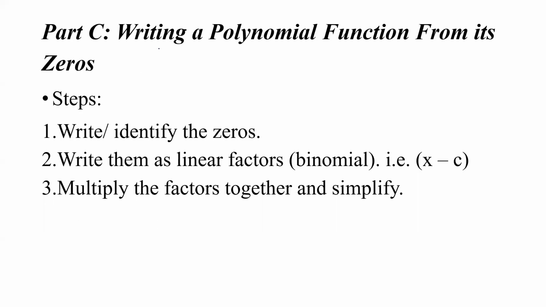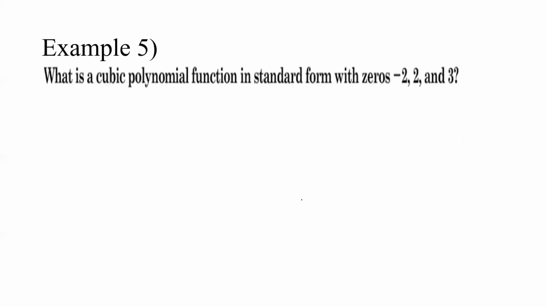Okay, part C, writing a polynomial function from its zeros. So the steps. Step 1, we're going to write or identify the zeros. If it gave us a graph, then we would identify them. Step 2, we're going to write them as linear factors, so a binomial. Following this rule, x minus c, where c is your given root, the root that they give you. And then step 3, we're going to multiply the factors together and simplify.